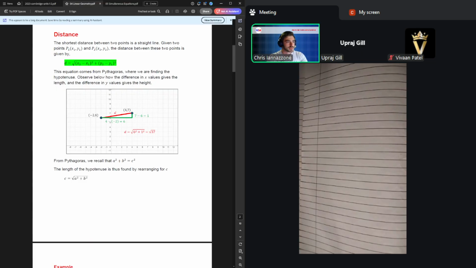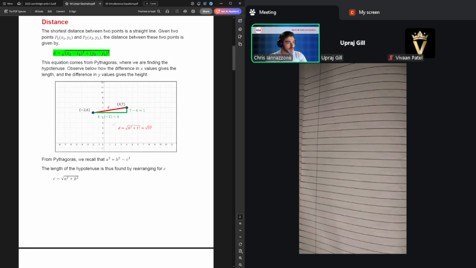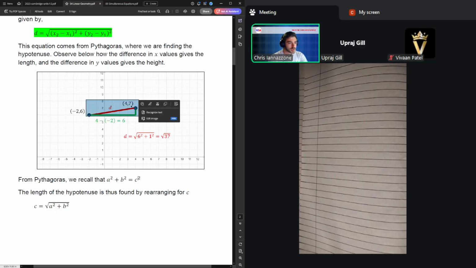Okay, so distance. So if you have any 2 points on a graph that are known, you can always find the distance between those 2 points using the distance formula. This is effectively just the rearranged version of the Pythagoras formula, your whole a squared plus b squared equals c squared thing, where you're effectively finding the hypotenuse of a mock right-angled triangle. You essentially have some horizontal component and you have some vertical component.